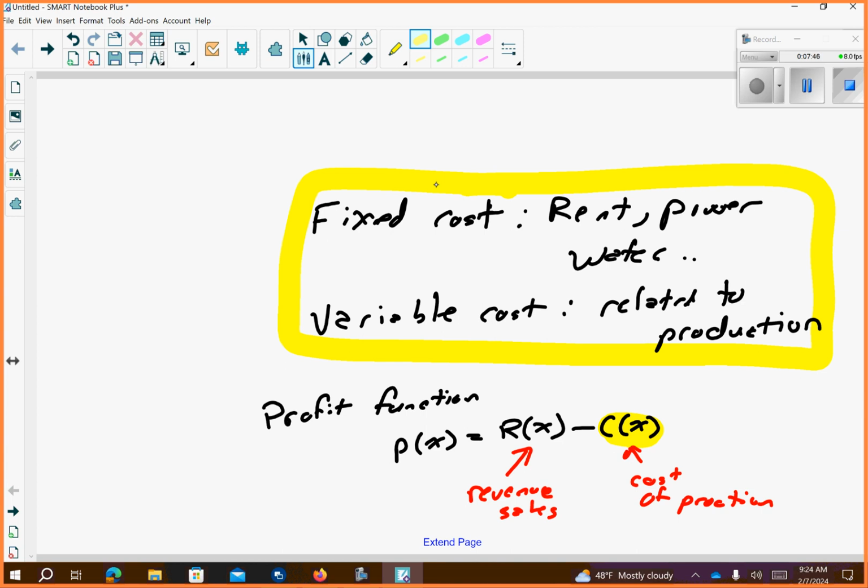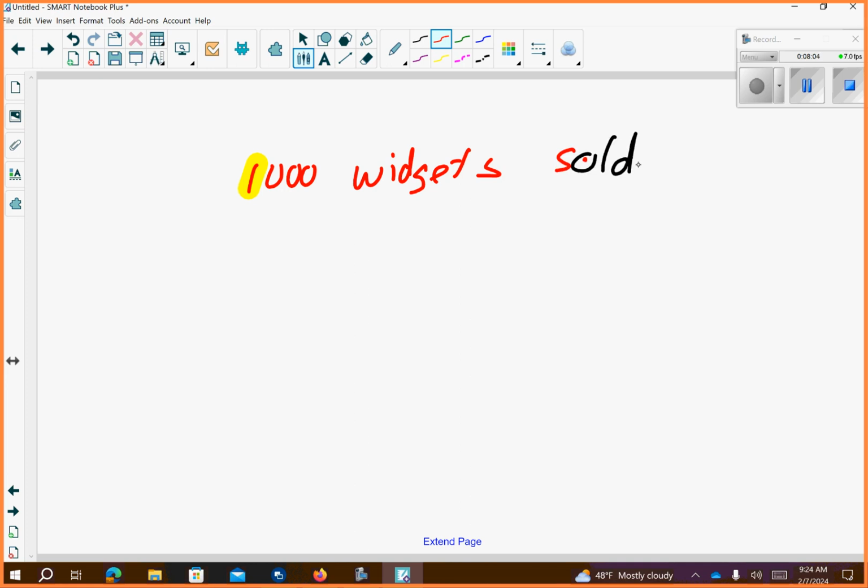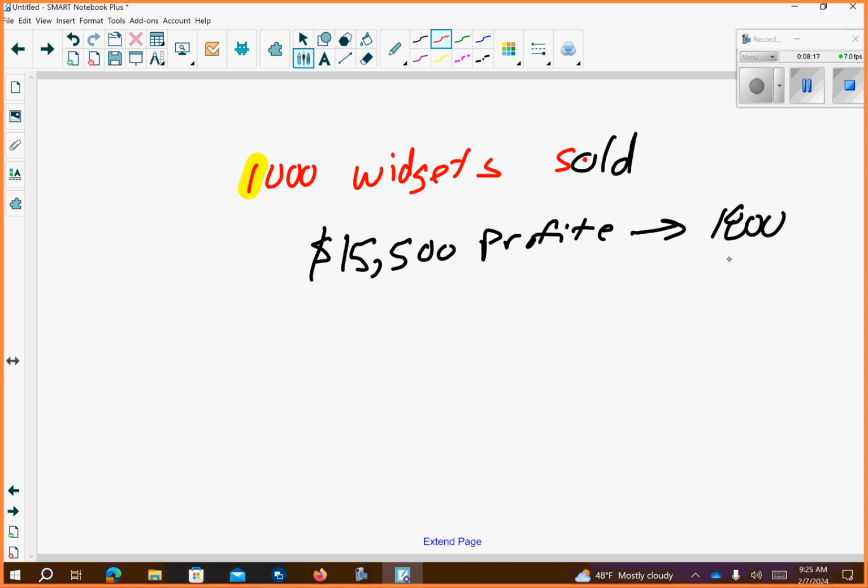All right, so let's just walk through it. We can get through it. They're making 1,000 widgets, 1,000 widgets are sold. Oh, I changed color without doing anything. Okay, they're going to make $15,500. This is kind of our profit. When 1,800 widgets are sold.